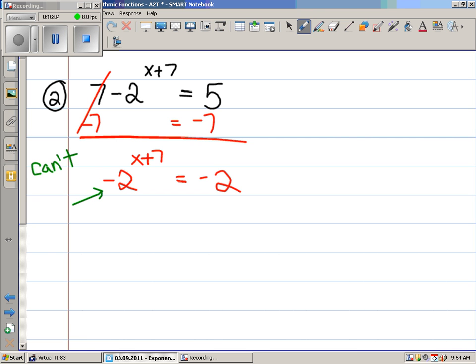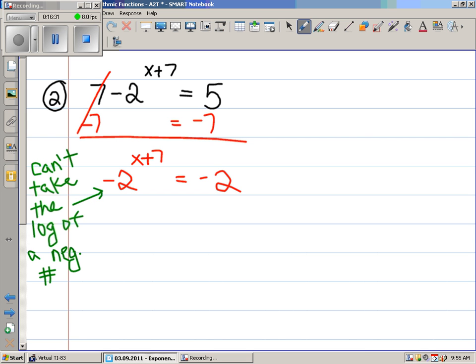Can't take the log of a negative number. Okay.